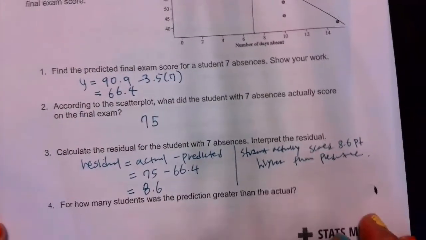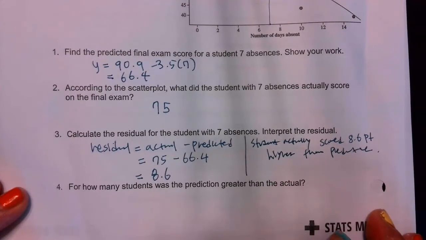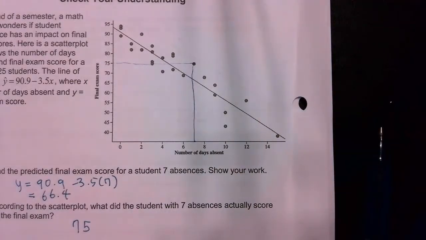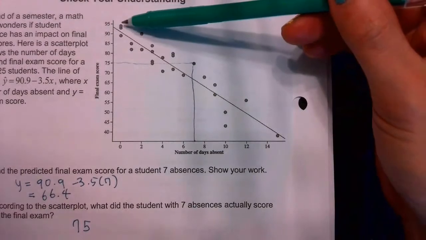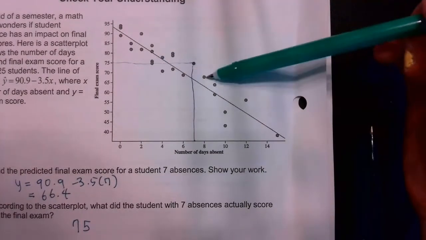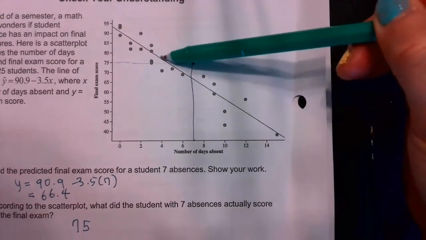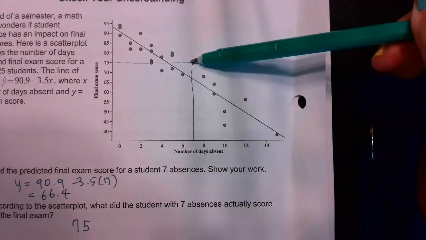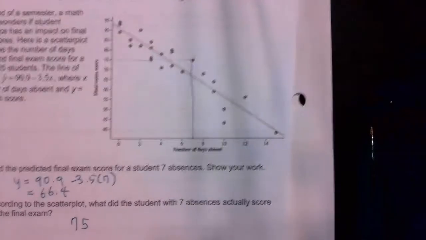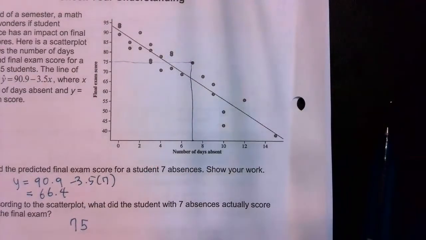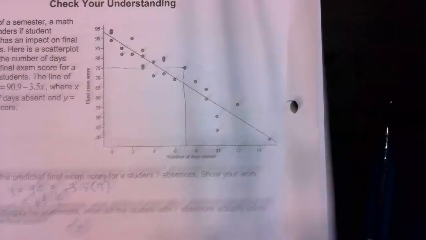Wow, I lost handwriting. Alright, for how many students was the prediction greater than the actual? So you can look at your scatter plot there and just count how many are above the line of best fit. 1, 2, 3, 4, 5, 6, 7, 8, 9, 10, 11, 12. Did I miss anyone? Let's count one more time. 1, 2, 3, 4, 5, 6, 7, 8, 9, 10, 11, 12. 12 students. Okay.